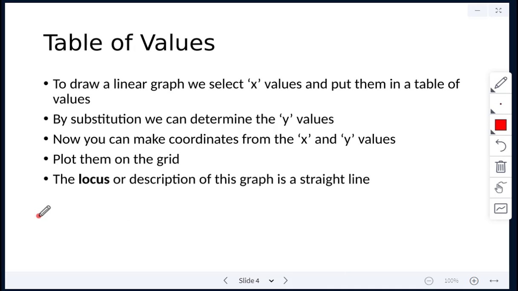Okay, so a table of values is used to draw graphs. Basically, you're going to select x values, put them in a table of values, and then use substitution to determine the y values. Once you've filled that table of values, you can make your coordinates from those x and y values. You can then plot them on the grid and join the points to make your graph. The locus is basically the description of the graph, and therefore it would just be a straight line in these cases because we're looking at linear graphs.